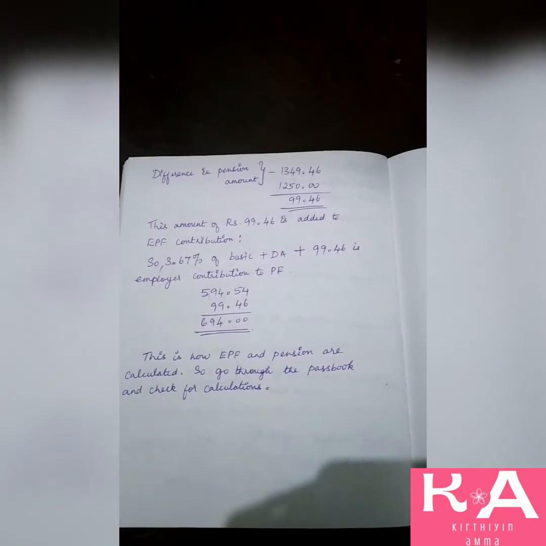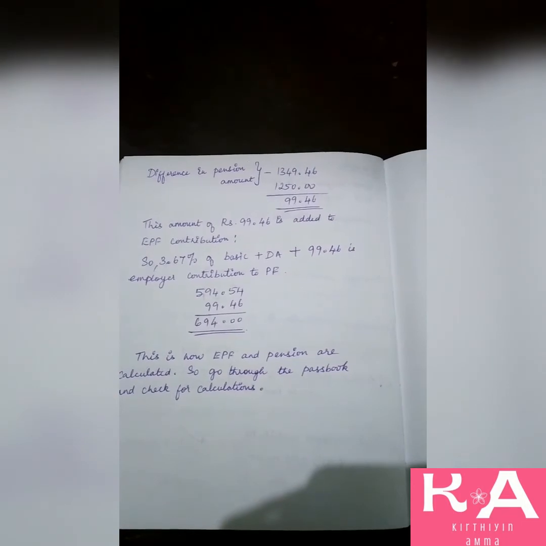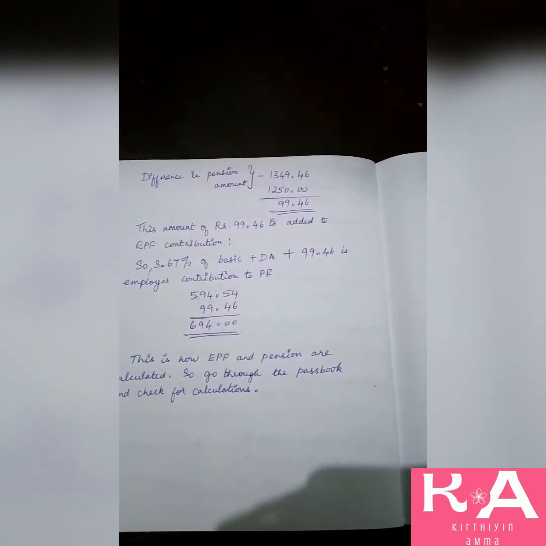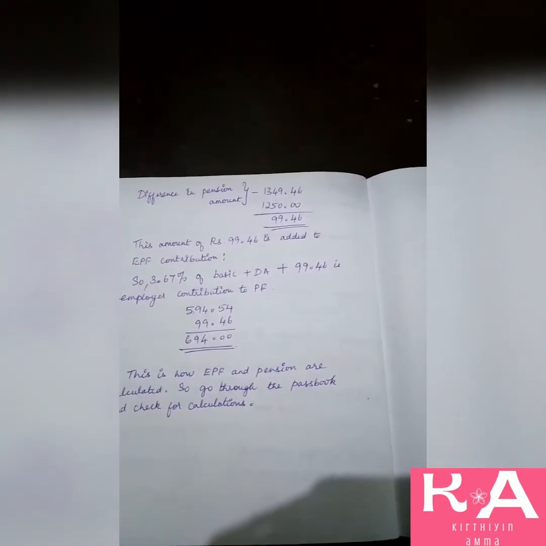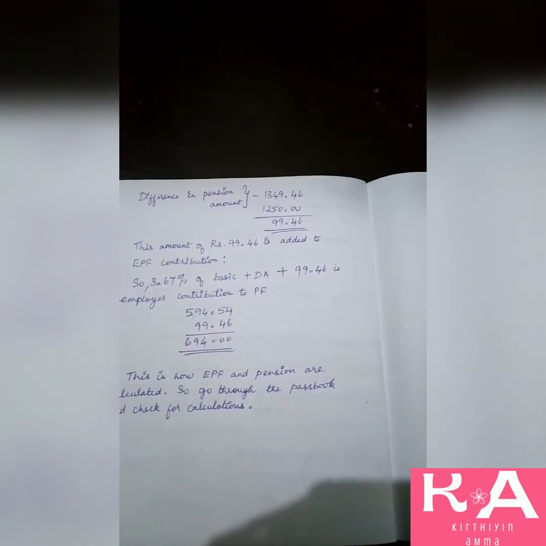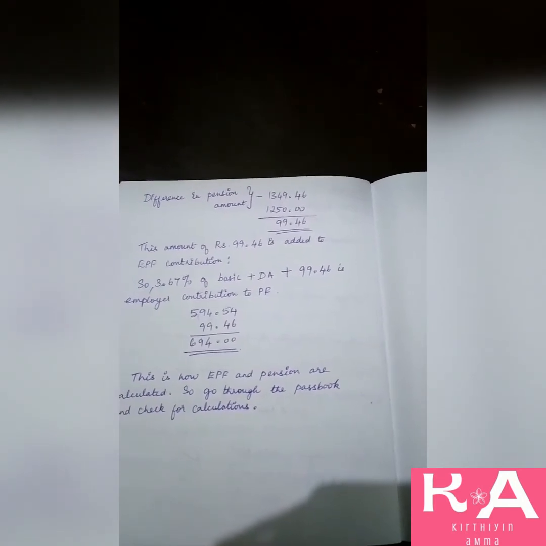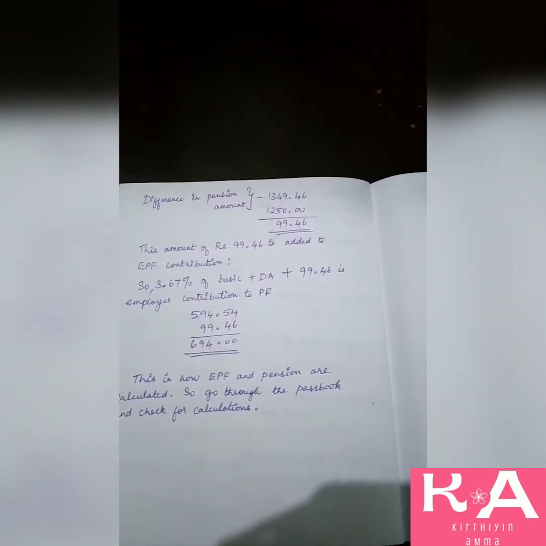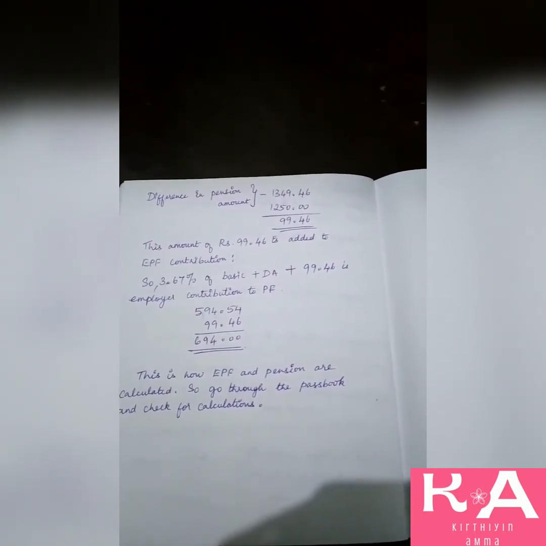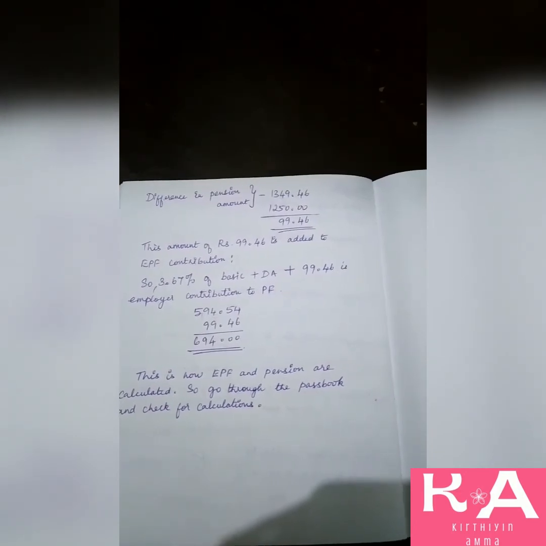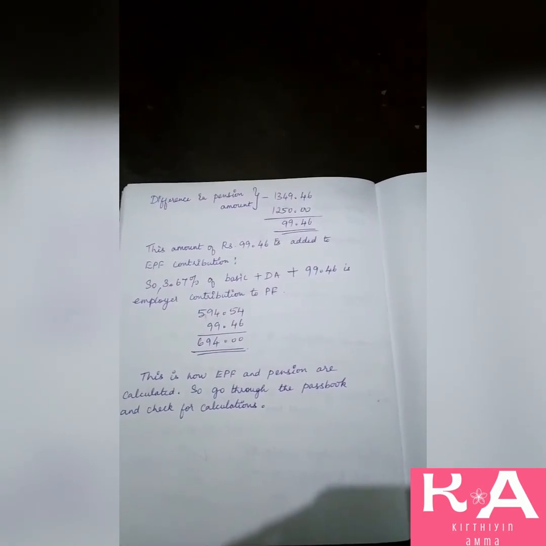So that you can see here. The difference in pension amount is 99 rupees 0.46. So this amount of 99.46 is added to the EPF contribution, which we have calculated earlier. That is, 3.67% of basic plus DA plus 99.46 is the employer contribution to PF, which is 594.54 plus 99.46, which comes to 694 rupees. So this is the EPF contribution by the employer.